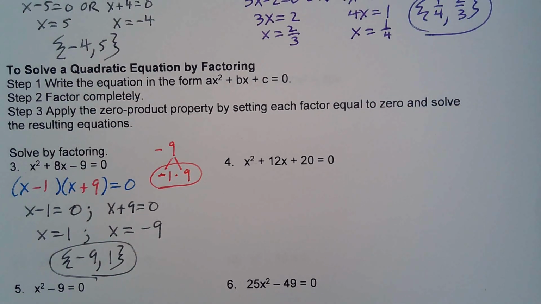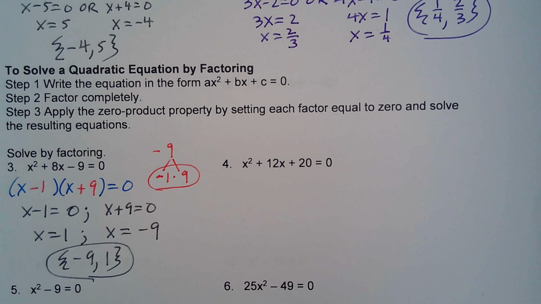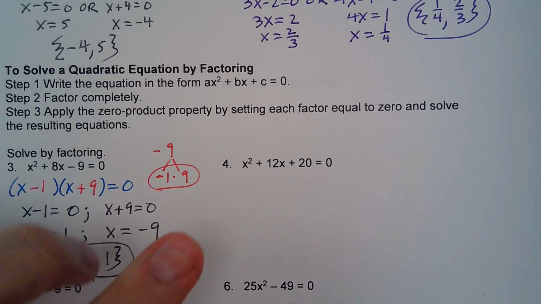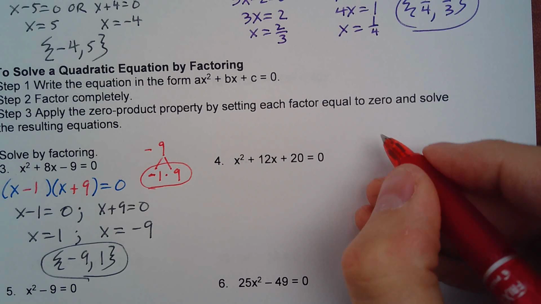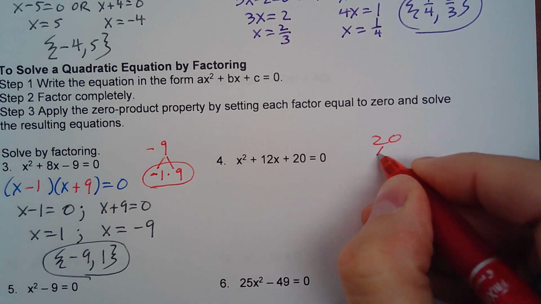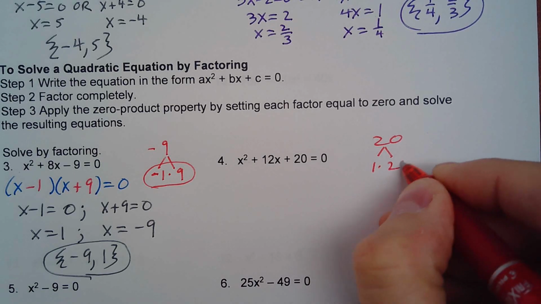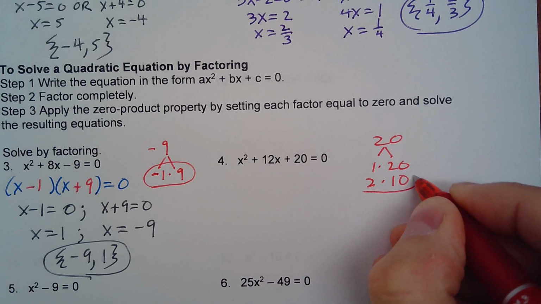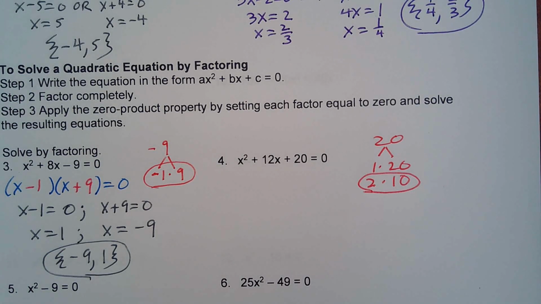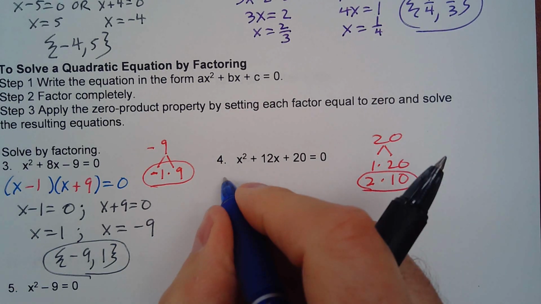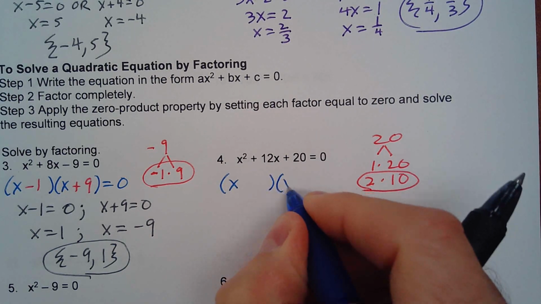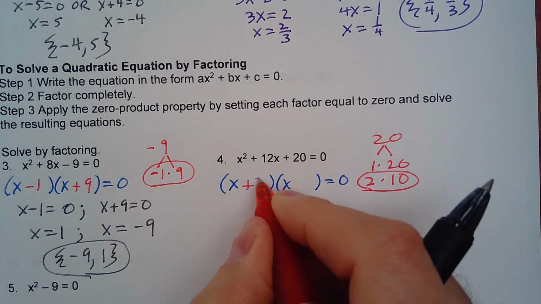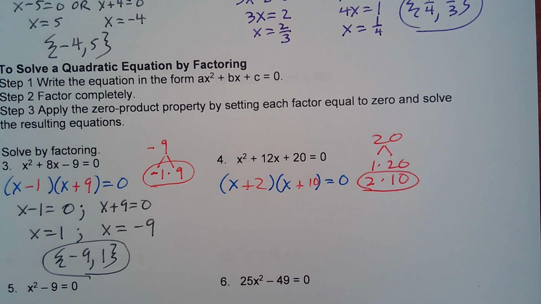Let's try number 4. So I'm looking at this 20. Again, the coefficient of the square term's 1. Hey, we like that. So 1 times 20 gives me 21. 2 times 10, bingo, right there. That gives me 12. So it'd be x plus 2 times x plus 10.